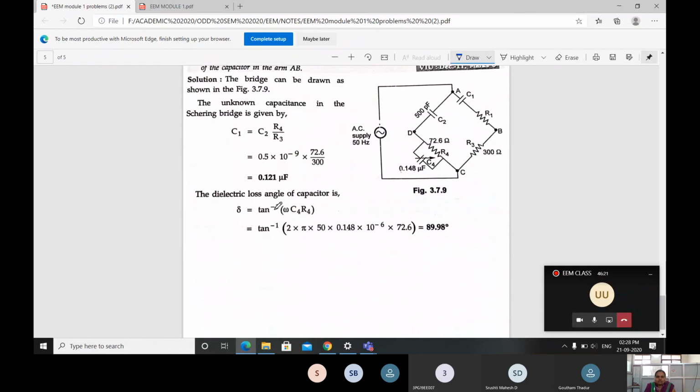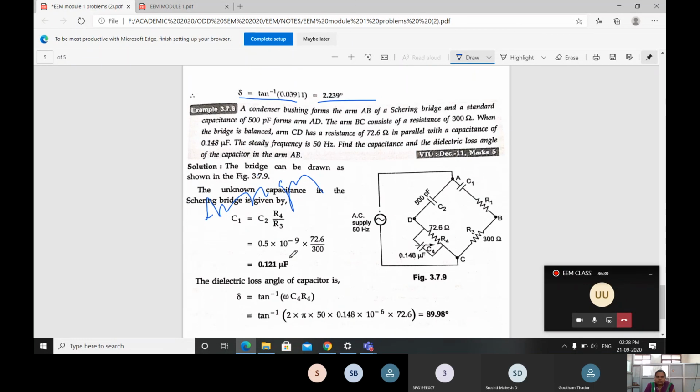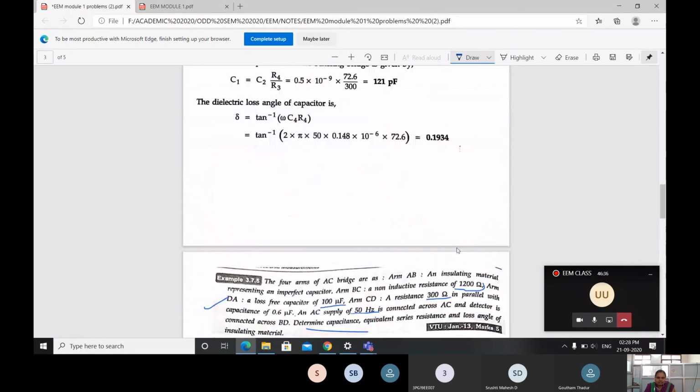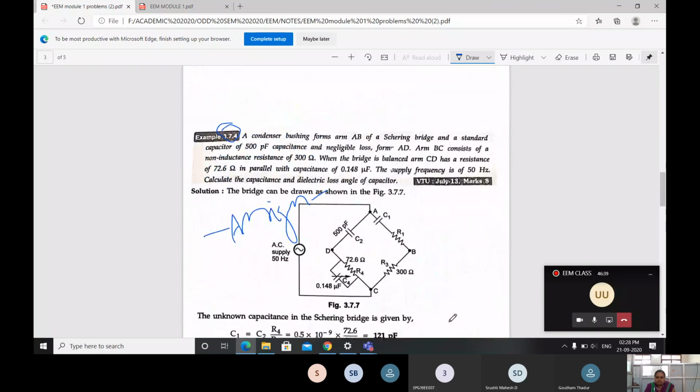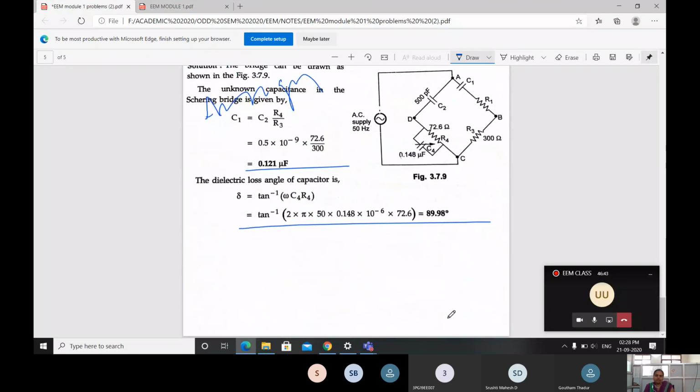This problem is also an assignment. This is also simple. Everything is given. Just observe that and find out your capacitance and also the loss angle. These two problems I gave as the assignment, this one and the last one. Do it in your assignment book.